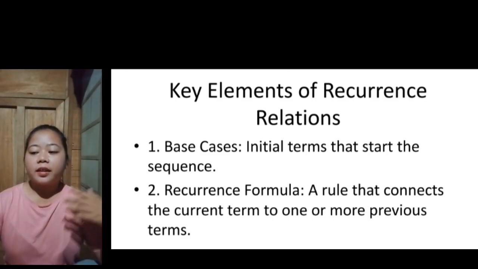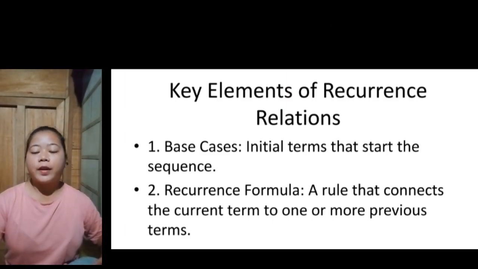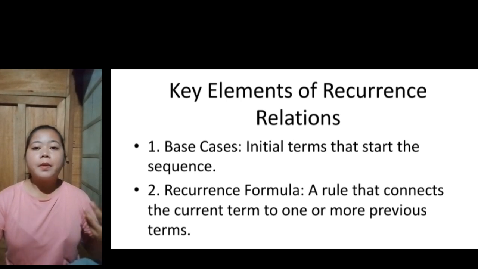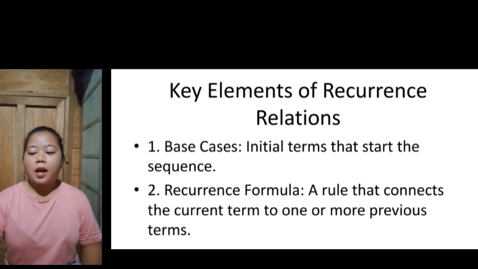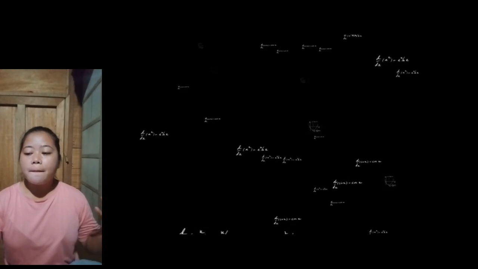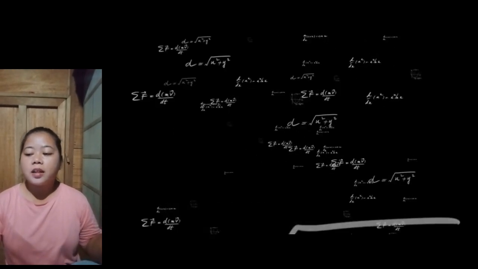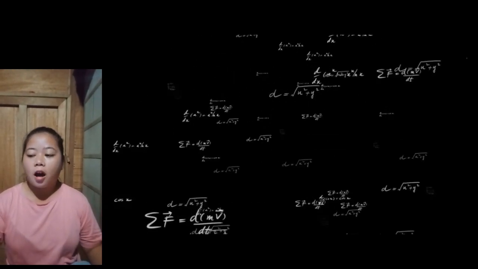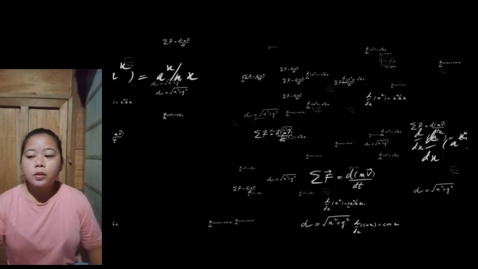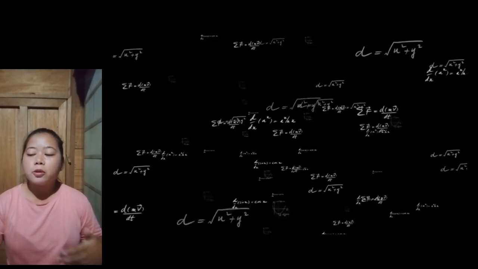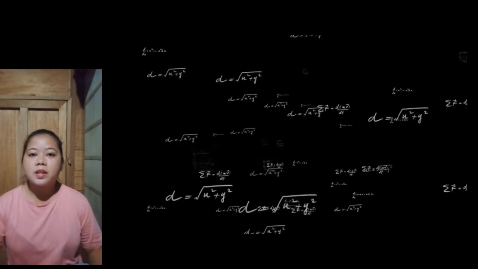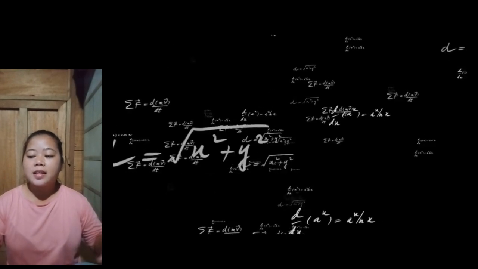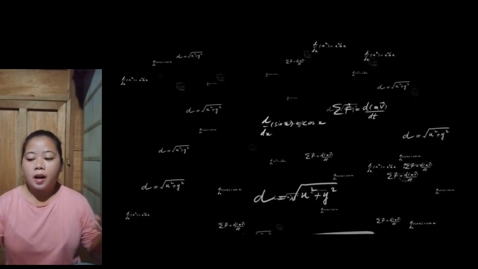These are the key elements of recurrence relations. Number 1, base cases: initial terms that start the sequence. These are the initial terms of the sequence that are given directly. Without them, you would not be able to calculate the rest of the terms. Think of them as the starting point of the recurrence.